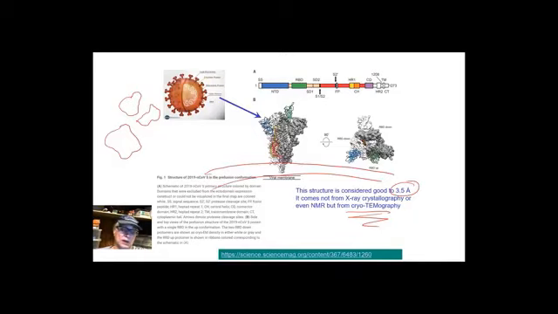I'm sure they're trying to get a higher resolution structure. 3.5 angstroms is still quite a lot of variation. That means a bond could be here, or it could be 3.5 angstroms away. In the world of molecules, that could be a big difference. So I'm sure there's an effort, maybe even already successful.